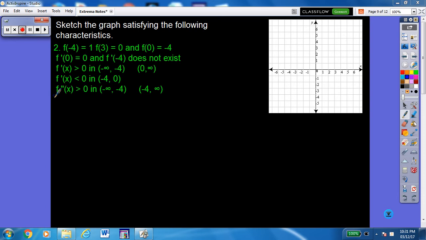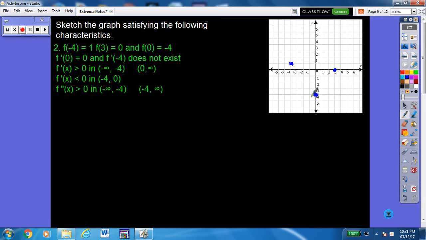So with this example, we have the point -4, 1, 3, 0, and 0, -4. I always like to start with those because they're easy to plot. So -4, 1, 3, 0, and 0, -4. Right here.